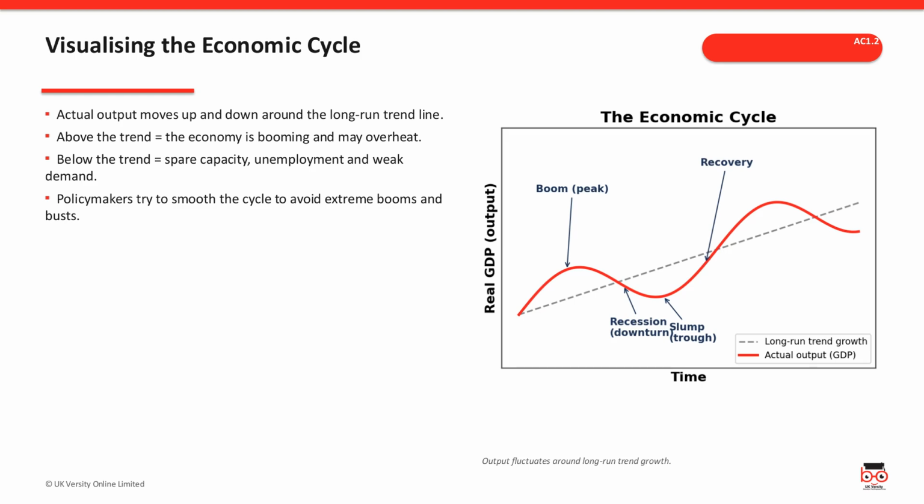When it dips below trend, there's spare capacity, idle machines, and people out of work. Policymakers try to smooth those swings, cooling an overheating economy and supporting a weak one, so the ride is a little less bumpy for everyone.